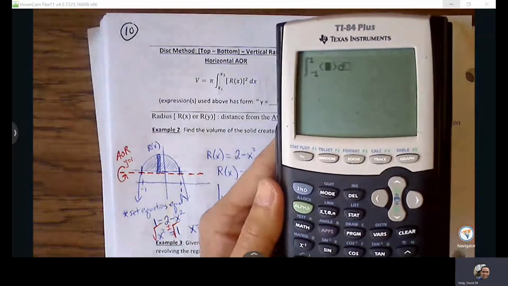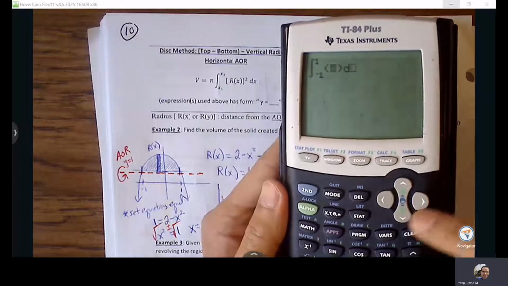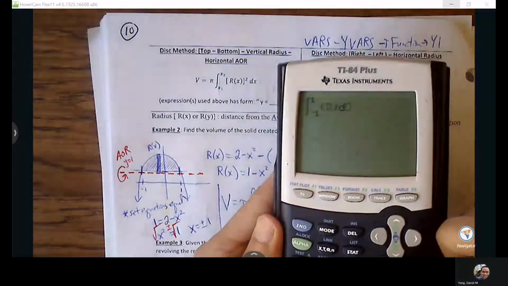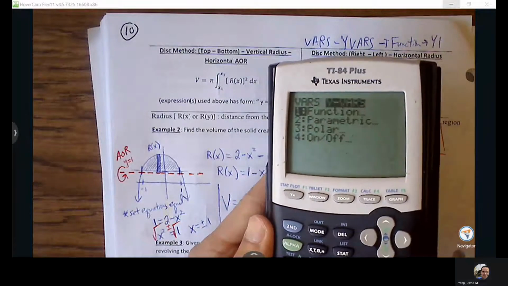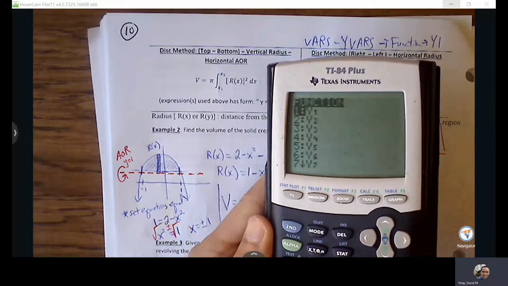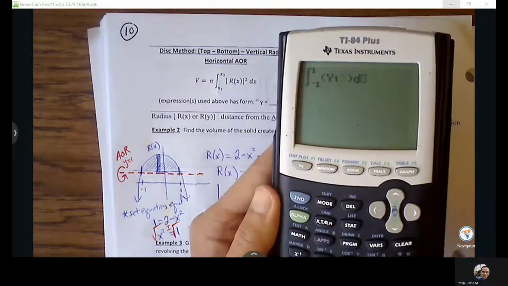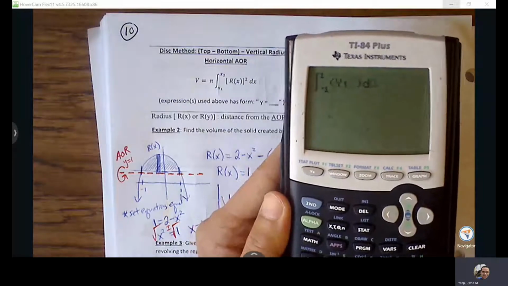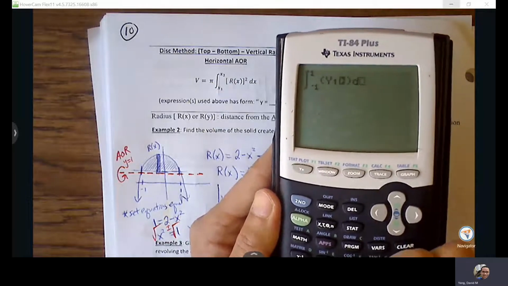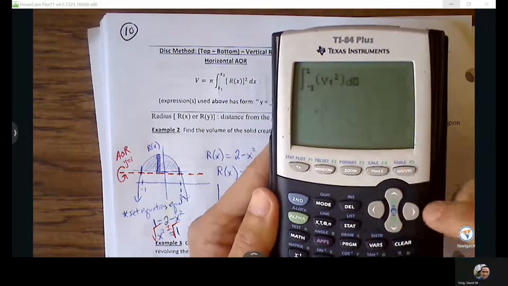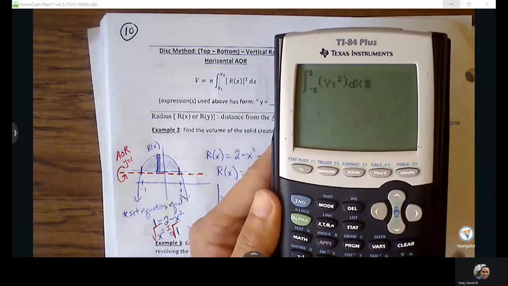It's going to be useful, especially if you're having to call the function over and over again. So go to Vars, scroll over to Y-Vars, Function, Y1. Also, when you use this feature, there's less need for parentheses. I can just square my radius and then dx.